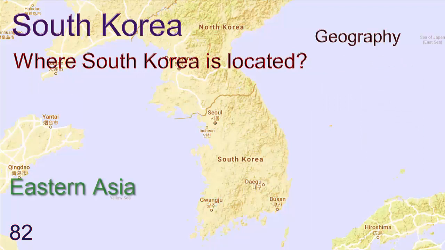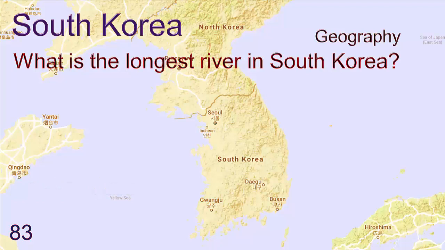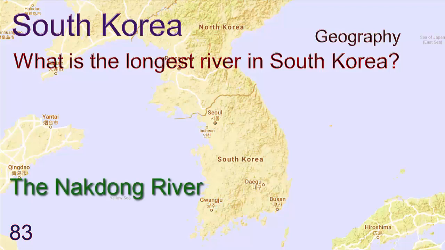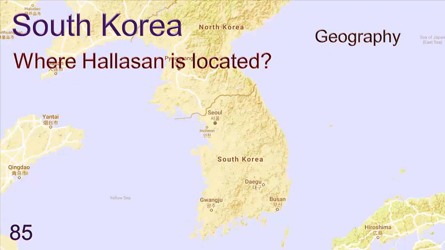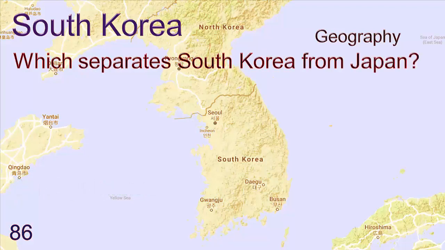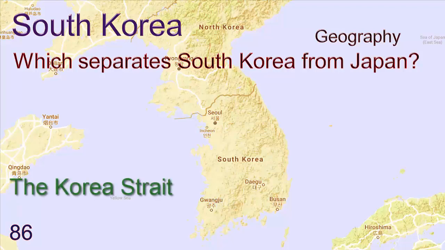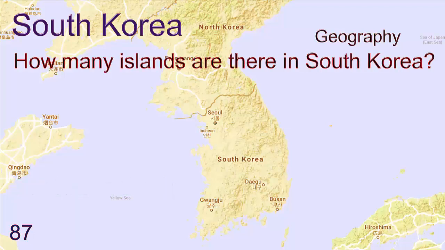Where is South Korea located? Eastern Asia. What is the longest river in South Korea? The Nakdong River. What is the highest mountain in South Korea? Hallasan. Where is Hallasan located? On Jeju Island. What separates South Korea from Japan? The Korea Strait.